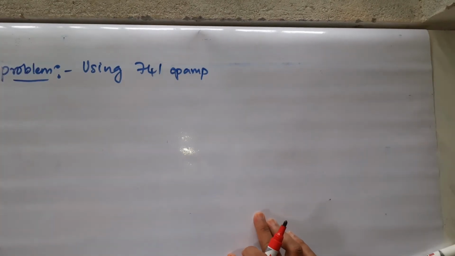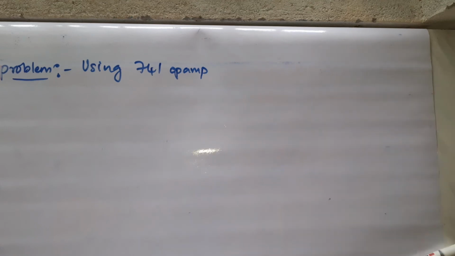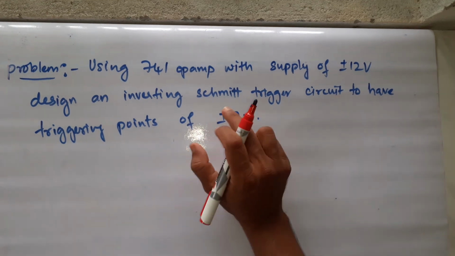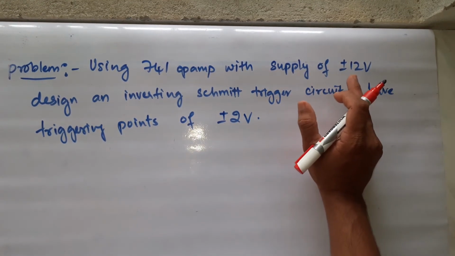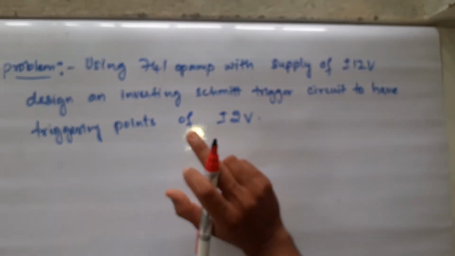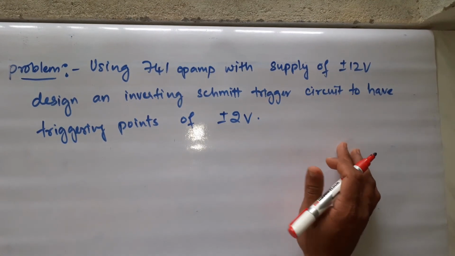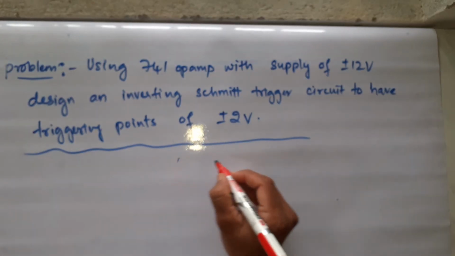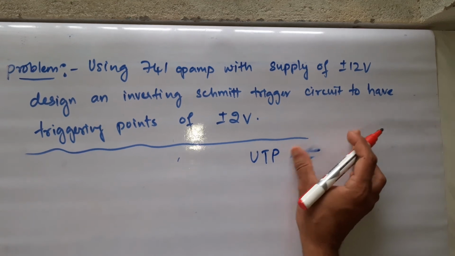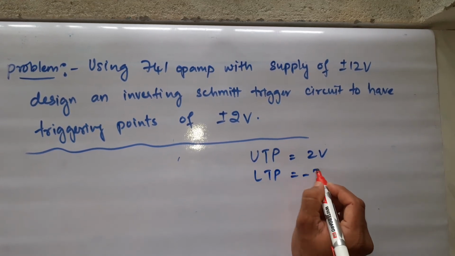Let us solve one problem on inverting Schmitt trigger. Okay, so let me write the question first. Yes, I am done with writing the question. Using a 741 op amp with supply voltage of plus or minus 12 volt, meaning VCC 12, design an inverting Schmitt trigger circuit to have triggering points plus or minus 2 volt. Triggering points plus or minus 2 means UTP is 2 volt and LTP is minus 2 volt.